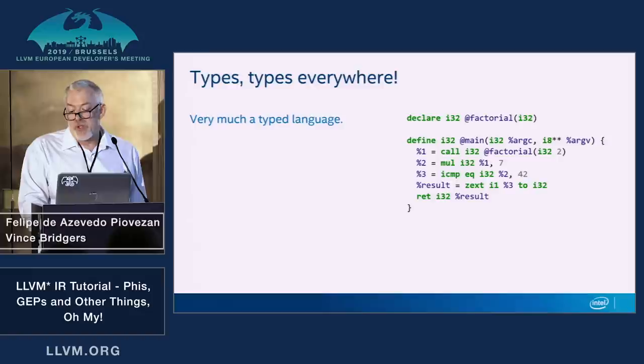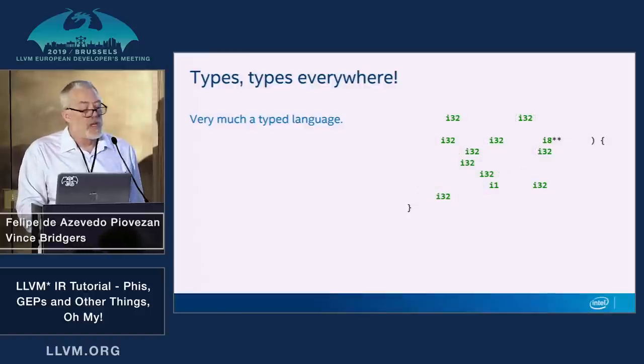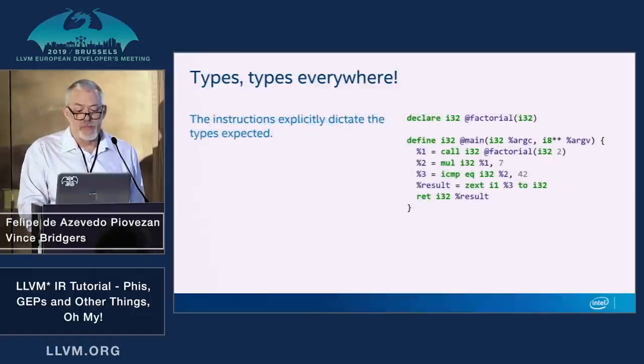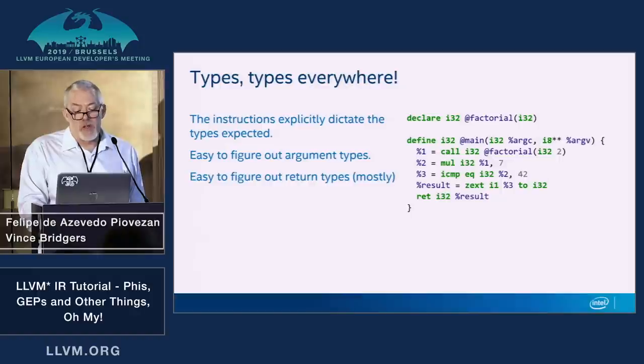So as we mentioned before, IR is a very strongly typed language. You'll see many types throughout the generated IR. Having types in the IR makes it easier to follow and reason about. So what does this example look like if we were to remove all the code except for the types? This is interesting. You'll see types on pretty much every line, and on some lines you'll see two different types. Note that the instructions explicitly dictate the types expected. This makes it easier to figure out the argument types and easy to figure out the return types for the most part, and we'll talk about that. You can see that the call to factorial returns an I32 and accepts an I32. The usage of zero extension accepts an I1 and extends that to an I32. The multiply and the icmp are not so obvious, but we'll talk about this.